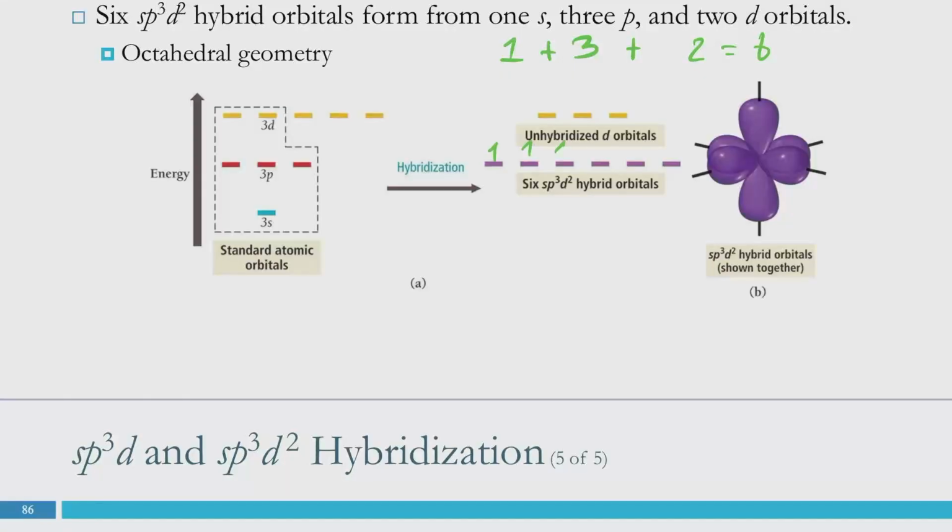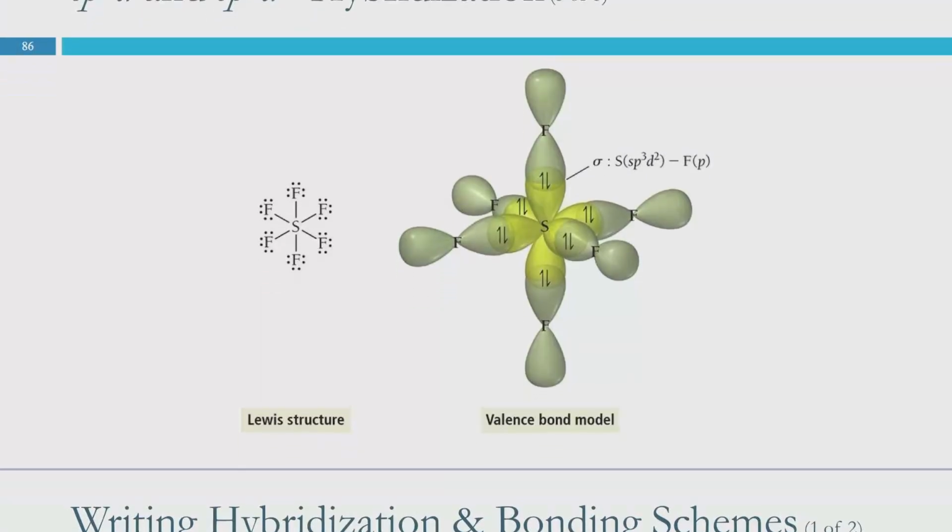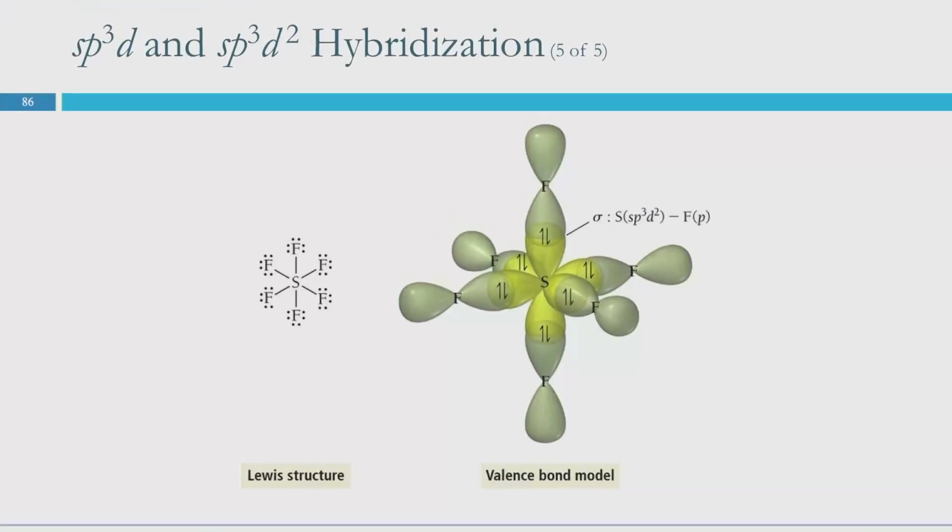So sulfur would have 6 hybrid orbitals that are each half filled. So those can each go on to bond. Fluorine is taking its one half filled p orbital and contributing that to the bond. And since it's a single bond, it's a sigma bond. Sigma is single, pi is double. Parallel. Questions?